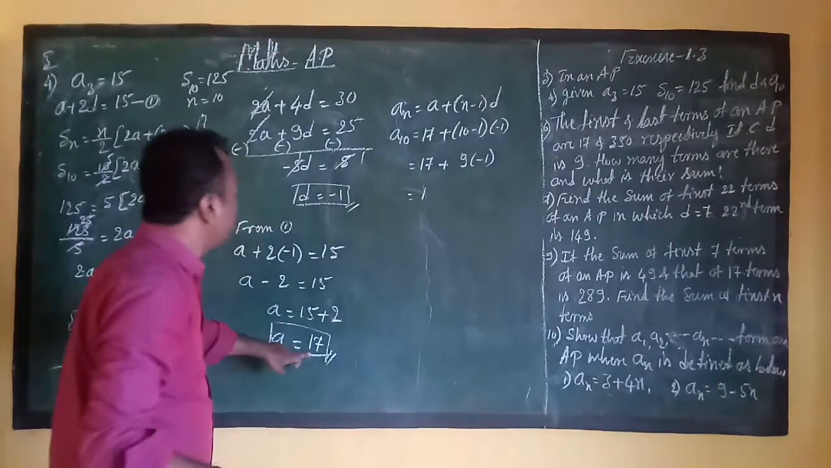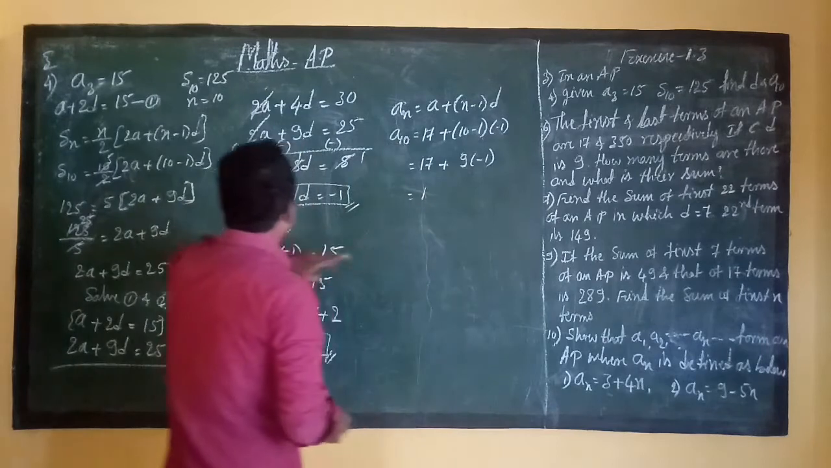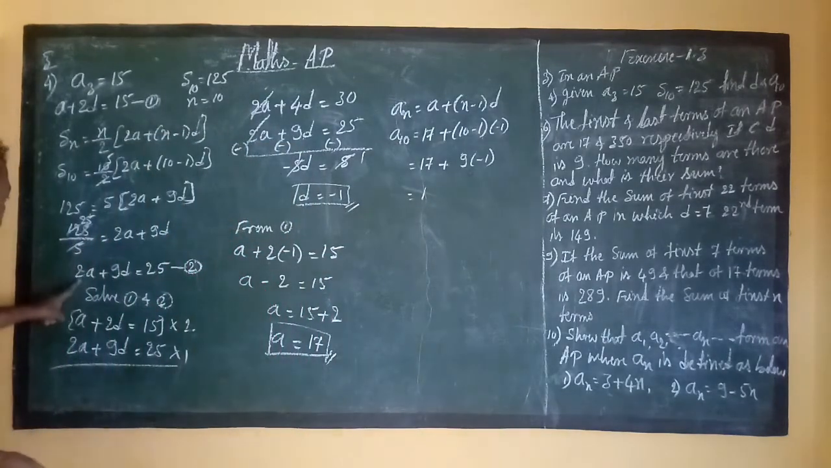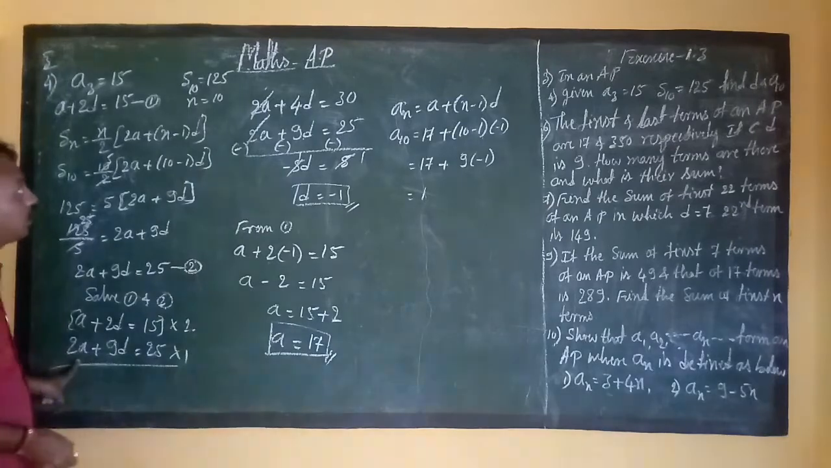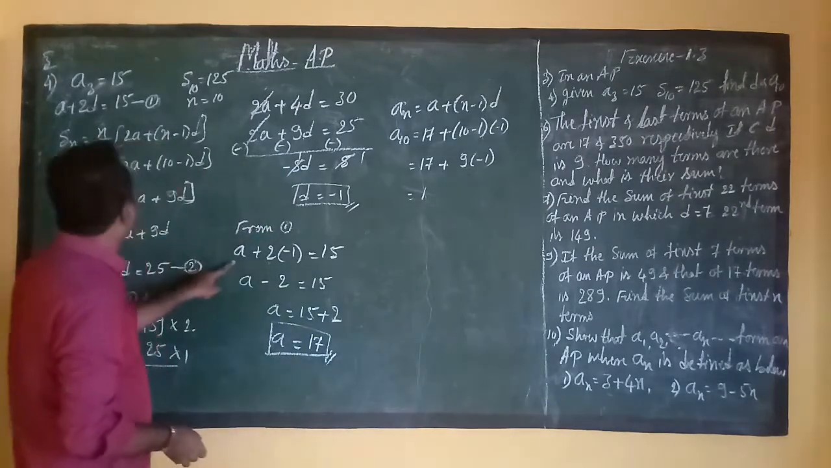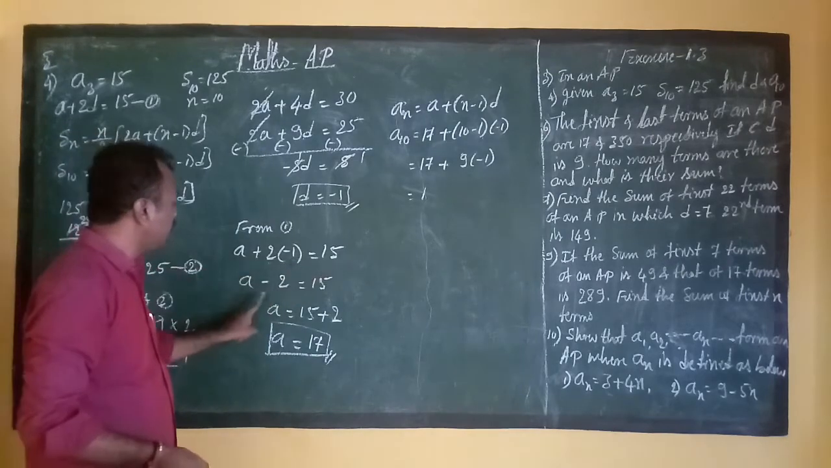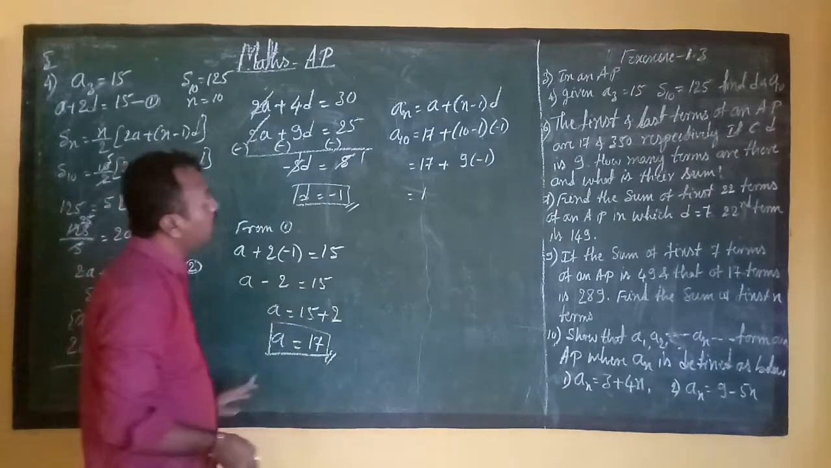A is 17 and d is minus 1. Okay. So 2a plus n minus 1 into d, 2a plus 9 is equal to 25, 2a plus 9 is 15 to 30. Yes, d is equal to minus 1. a plus 2 into d, d means minus 1, is equal to 15. So minus 2, if you send it across plus 2, 17 it becomes.